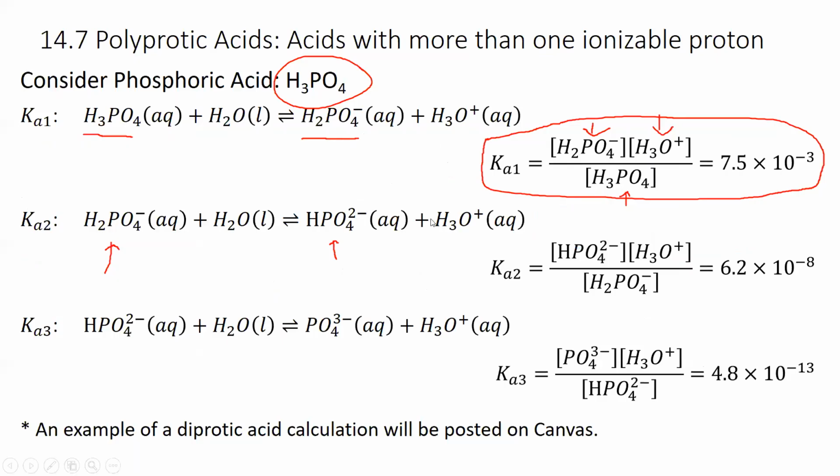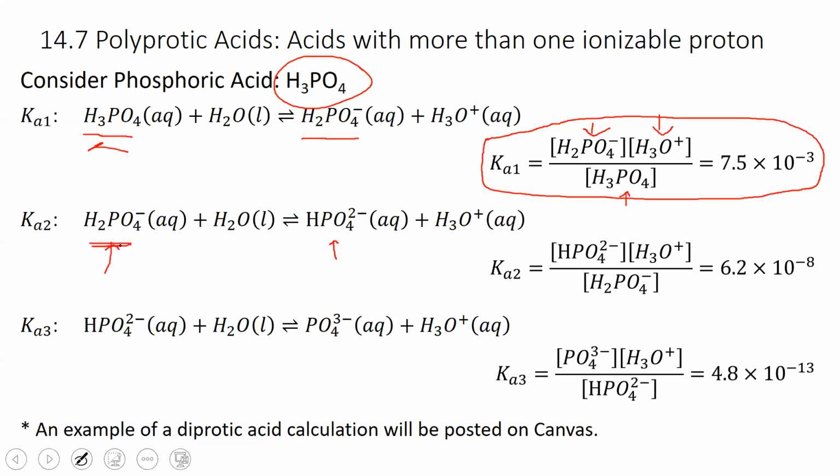Okay, let's go back into that. So we make that hydronium from the reaction of the dihydrogen phosphate and water, but in each of these particular equilibria, the first one obviously is starting here with the phosphoric acid. The second one starting with dihydrogen phosphate.